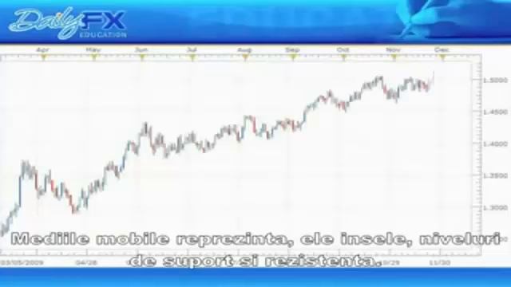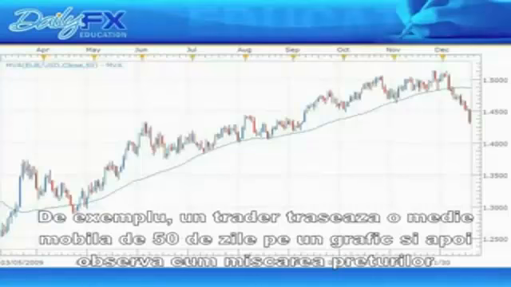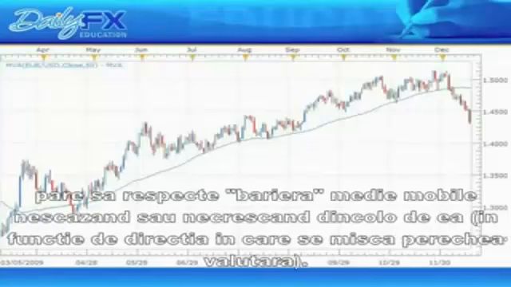The moving averages themselves represent levels of support and resistance. For example, a trader puts a 50-period moving average on a chart. Then he observes how price action seems to respect the bounds of the moving average by not closing below it or above it, depending on the direction that the pair is moving.